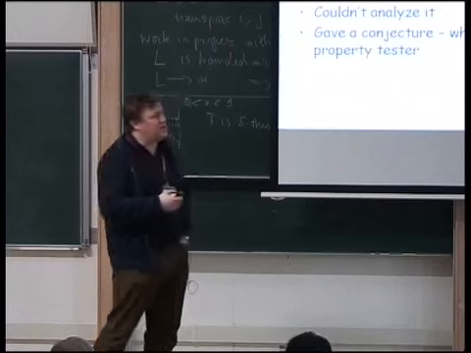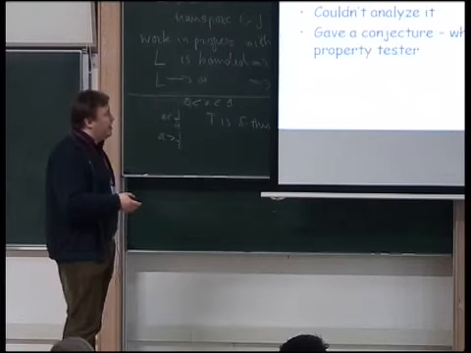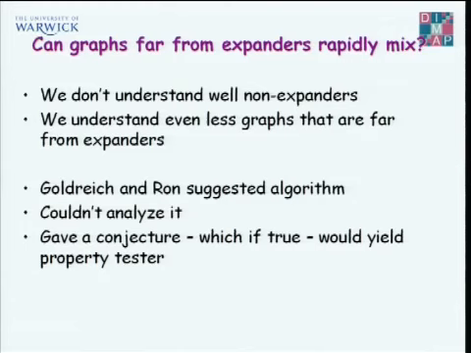Now, one slide with the history. So Goldreich and Ron actually suggested that algorithm, I don't know, 8 years ago. They had a very nice paper where they just say, okay, we conjecture this algorithm is good. They didn't really know how to analyze it. The reason is, we understand random walks on expanders very well. We don't understand what to do with non-expanders.